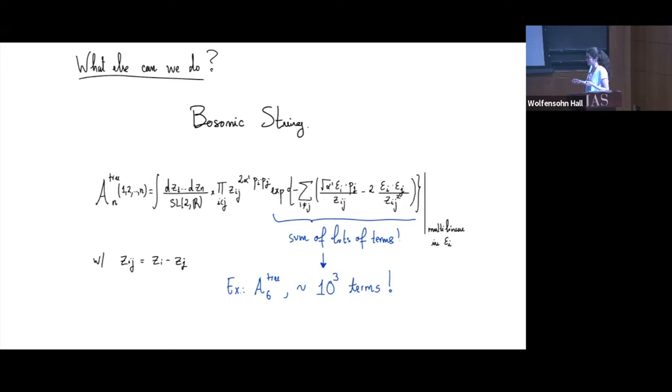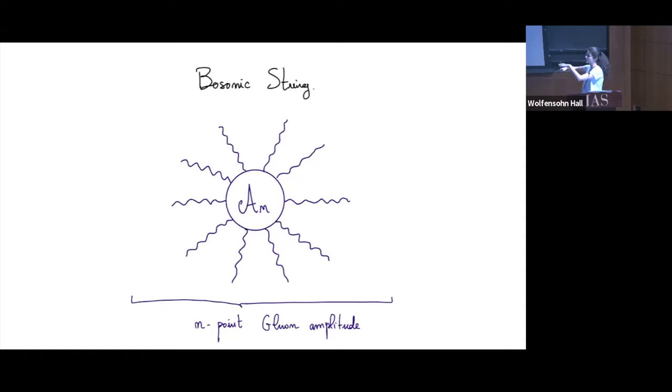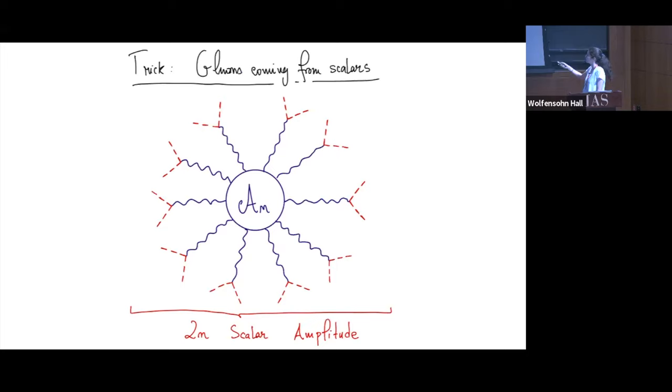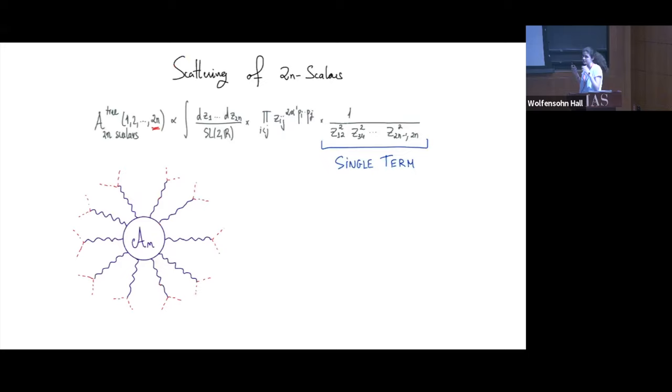Well, currently this bosonic string answer is giving us the answer for the case where we're considering that the external particles we're scattering are gluons. But if we instead think that these gluons come from scalars, so we start with this bigger problem where we're considering the scattering of 2n scalars and each pair of them merges into a gluon, then the answer actually highly simplifies to a single term.